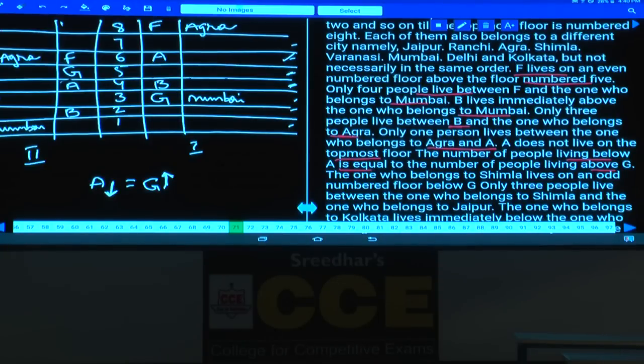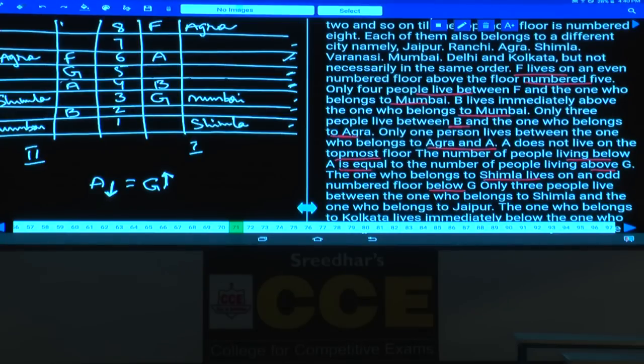The one who belongs to Simla lives on an odd number floor below G. Hence in this one, in case 1, the person belongs to Simla must stay on floor number 1, since Simla lives on an odd number floor below G. And in the second case, the person belongs to Simla must be on floor number 3, because 1 is already filled.